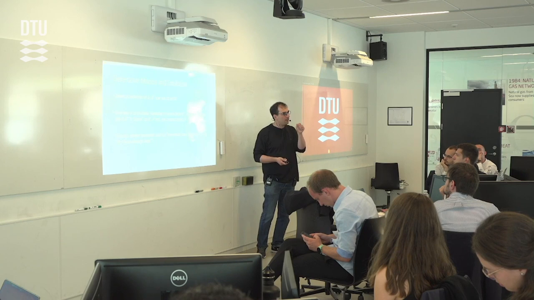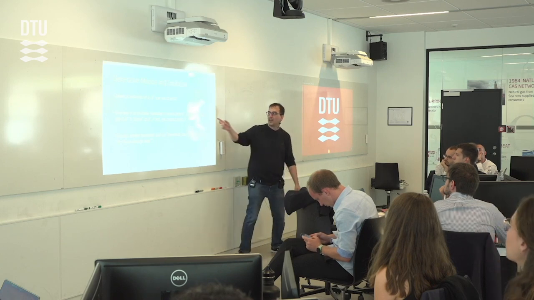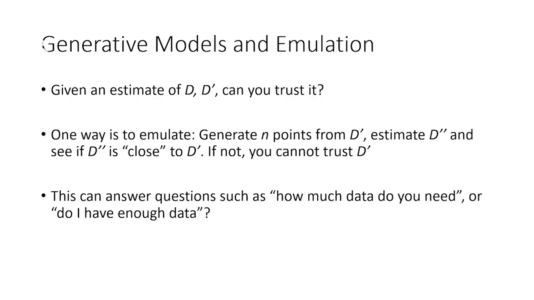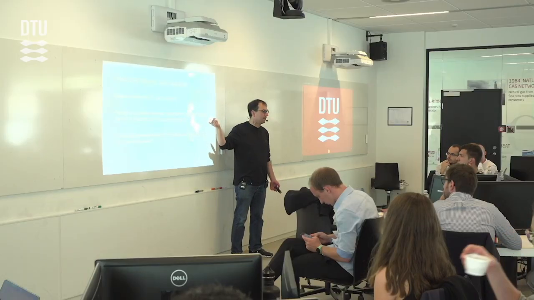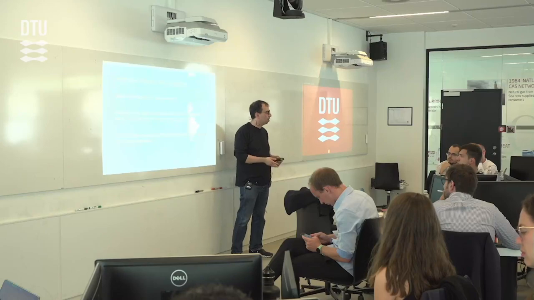The fact that you manage to re-estimate d prime prime to be close to d prime does not mean that your overall process is good. It just means that you're self-consistent. For example, if your d prime is always, say, a Gaussian with zero mean and unit variance, and you don't look at the data, then d prime and d prime prime are going to be the same. Of course, this is meaningless because you don't look at data.